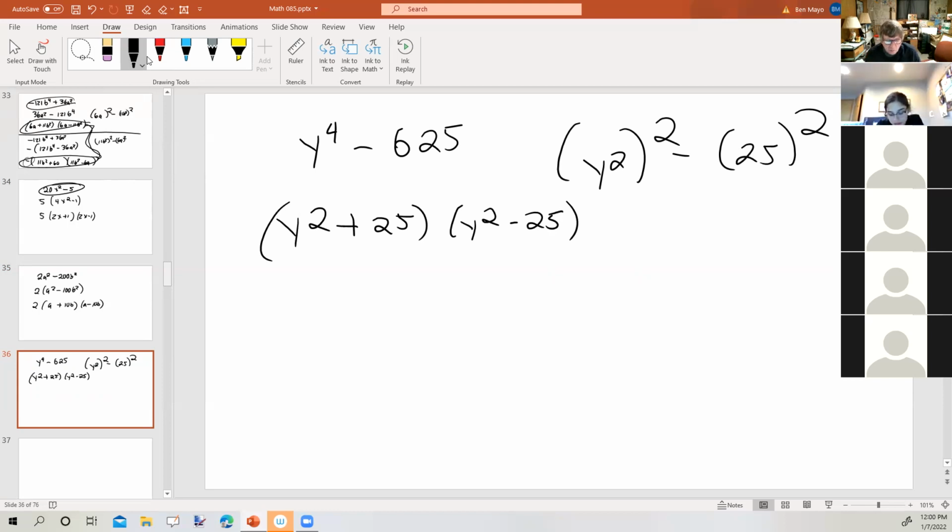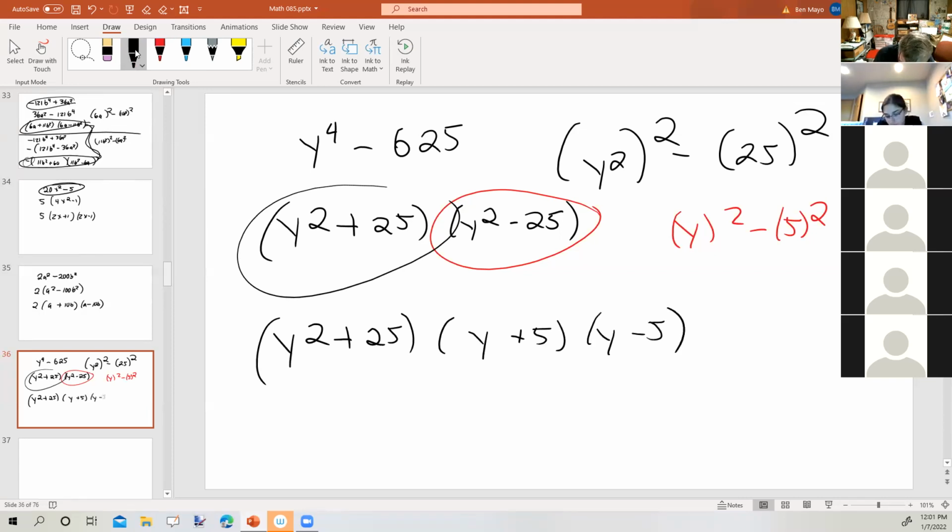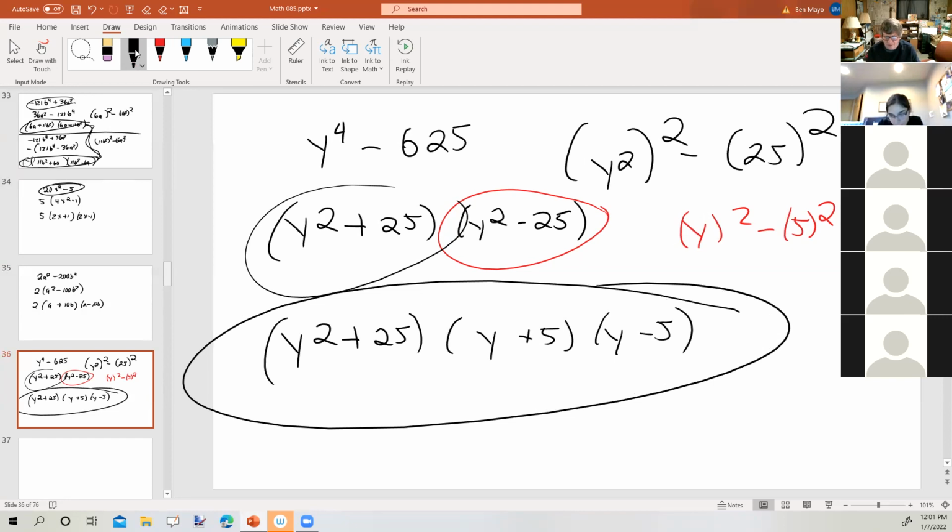But guess what? We aren't through, because this is also the difference of two squares. Y squared minus 5 squared. Now this, the sum of two squares, doesn't factor any further, but this is the song that just never ends. Well, it finally ended there. So there's the final answer. So you get to this point and, oh, you can factor that even further. It ain't over till it's over. We okay with that one? Any questions there?